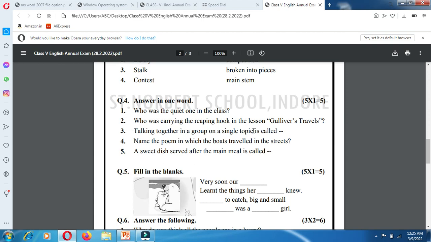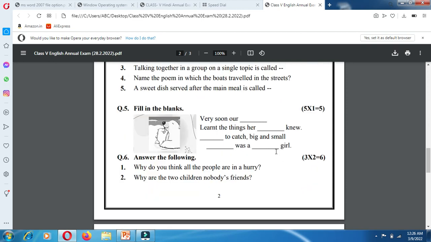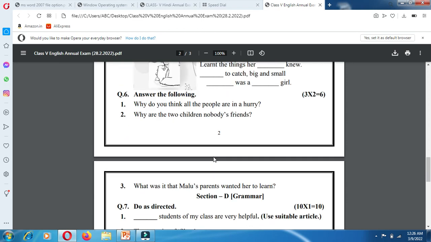Fill in the blanks. Very soon our blank learned the things her blank knew. Blank to catch big and small. Blank was a blank girl. Question number 6. Answer the following. Number 1. Why do you think all the people are in a hurry? 2. Why are the two children nobody's friends? Number 3. What was it that Molu's parents wanted her to learn?